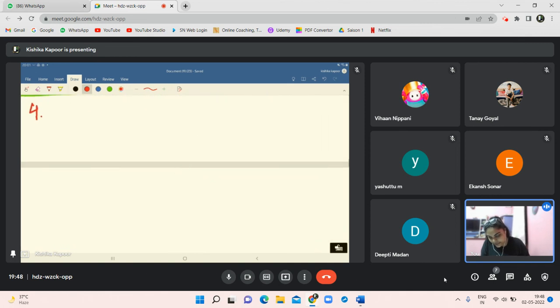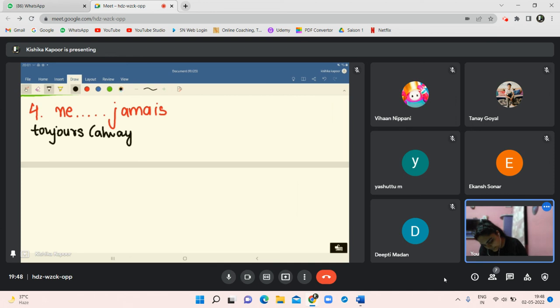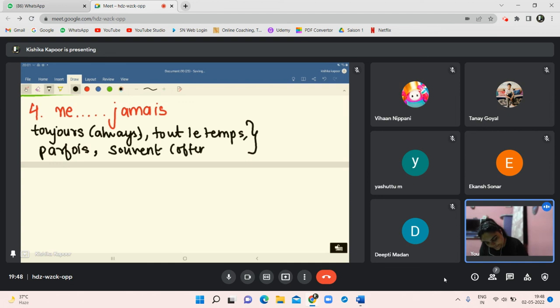After that, the fourth expression we have is ne... jamais. This we did when we were doing our adverbs, infrequently used adverbs, we did jamais. So jamais can have a lot of options. The first is toujours, which means always. Okay, then you can have tout le temps, which is every time basically. Then you can have parfois, which is like mostly, or the last you have is souvent, which is often. And if you see any of these in your question, you are going to reply in your answer with the negation jamais.